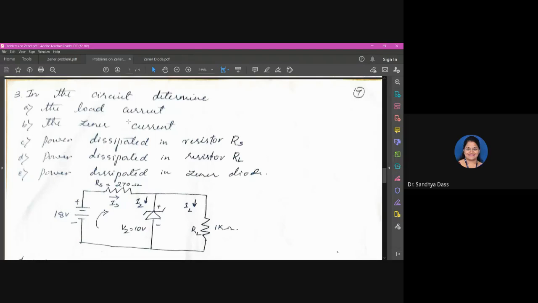The load current, the Zener current, and power dissipated: how do you calculate that? P is equal to I square R, so you can apply I square R. And for the power dissipated in the Zener diode, you can take P is equal to VI, right? So that means you have to calculate the Zener current, which is already asked there.